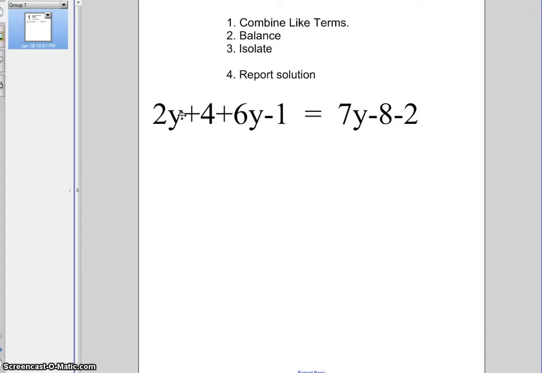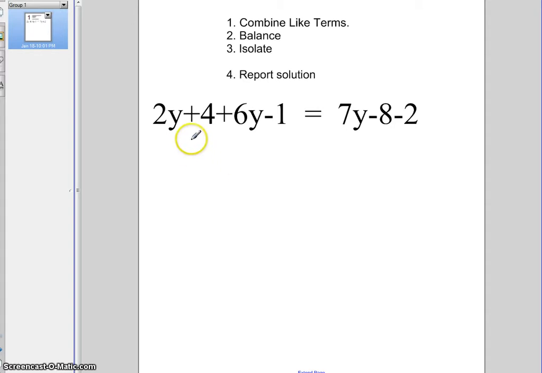So here's our equation. 2 times a number y plus 4 plus 6 times a number y minus 1 is equal to, or has the same value as, 7 times a number y minus 8 minus 2. So what do you think I'm going to do first? Well, while I'm getting this pen ready, you can be thinking about that. I will be combining terms first on the left-hand side. Can you predict which terms I'll combine first and how I'll combine them?